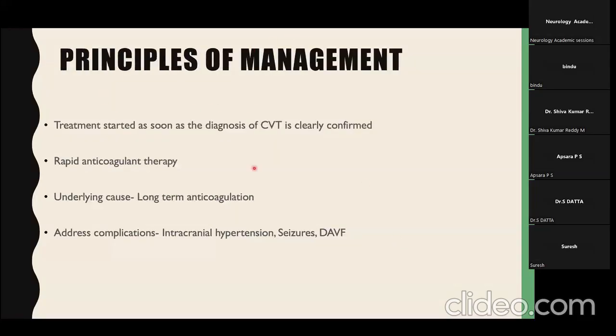Principles of management: CVT treatment should begin as soon as the diagnosis of CVT is confirmed, and the patient needs rapid anticoagulant therapy. After finding the underlying cause, the patient needs long-term anticoagulation. Other complications like intracranial hypertension, seizures, and DAF should be addressed.